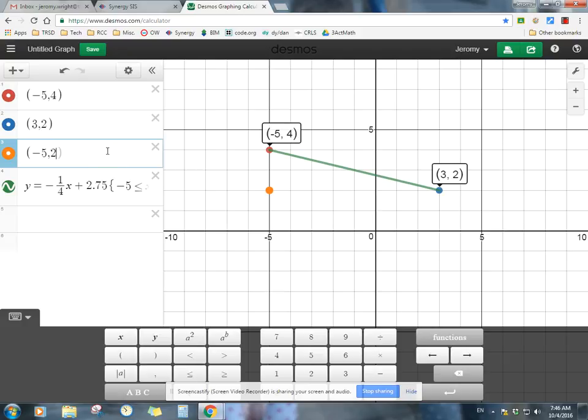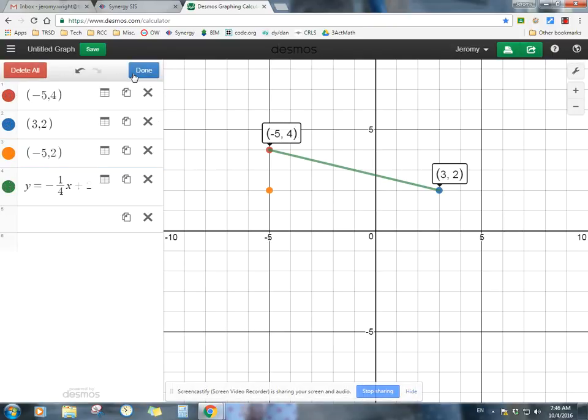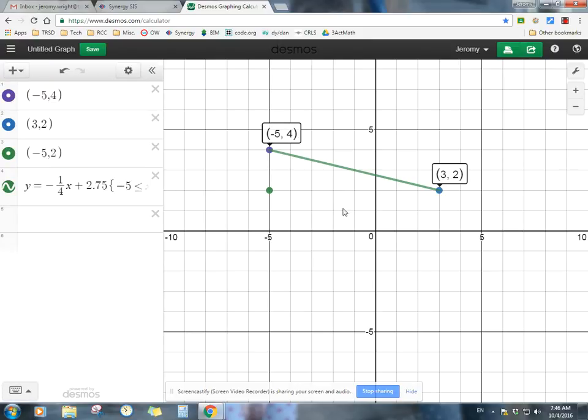Orange point there. By the way, you can change the color of points and things by clicking right here on this gear where it says Edit List. Click that gear, click over here, and you can change the color. We'll change the color of that orange one, make it a better color there. All right, so now I want to connect and form a triangle.